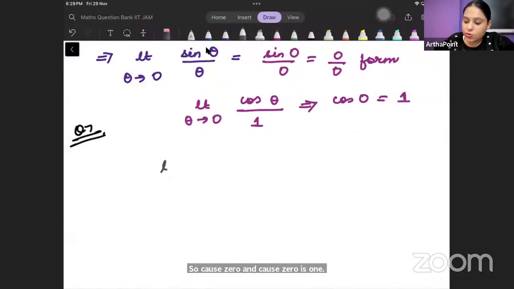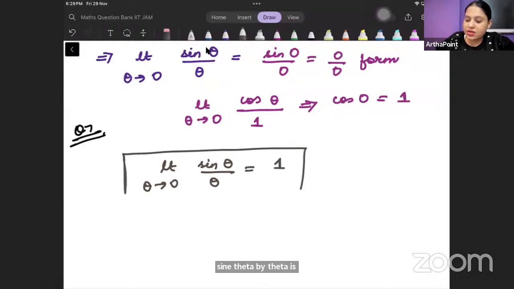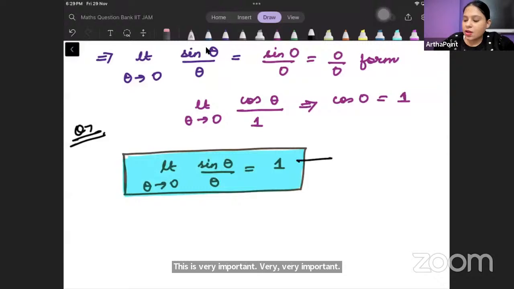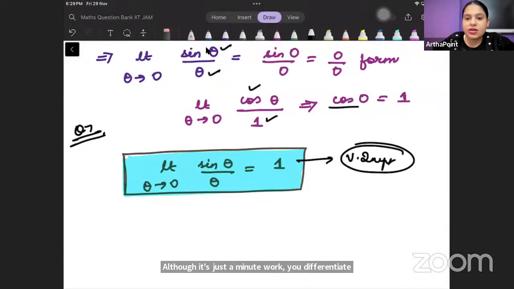This is an important one, that limit theta tends to 0, sine theta by theta is 1. This is very important. Very, very important. In exam, there is not so much time to apply L'Hopital every time. Although it's just a minute's work. You differentiate numerator, you differentiate denominator, you get cos theta, you put theta as 0 and cos 0 is just 1. But you can just remember this thing.